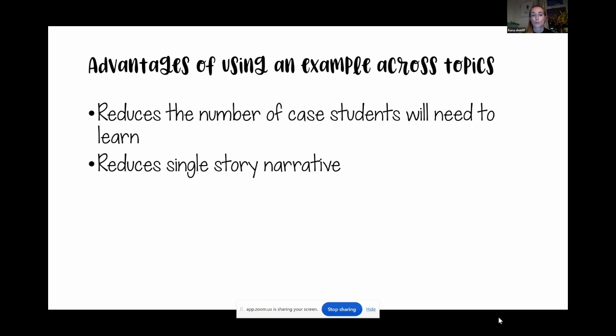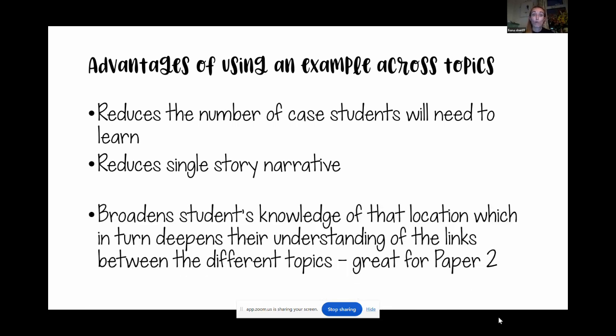And that's what we wanted the students to understand. It's going to broaden students' knowledge of that location, which in turn deepens their understanding of the links between the different topics, which is perfect for that synoptic paper too. If anybody wants to have a look at my resources on Tuvalu, I'll be more than happy to share them.